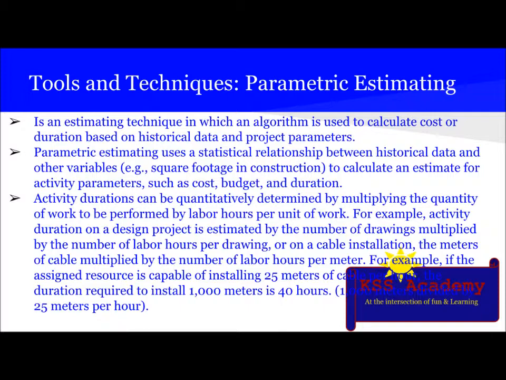Activity duration can be quantitatively determined by multiplying the quantity of work to be performed by the labor hours per unit of work. For example, activity duration on a design project is estimated by the number of drawings multiplied by the number of labor hours per drawing. On a cable installation, the meters of cable multiplied by the number of labor hours per meter. For example, if the assigned resource is capable of installing 25 meters of cable per hour, the duration required to install 1000 meters is 40 hours: 1000 meters divided by 25 meters per hour.